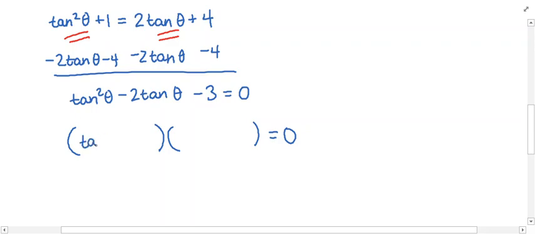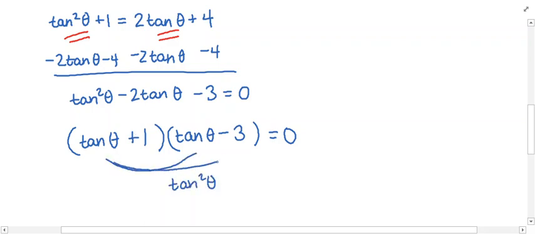Okay, so let me try to factor this. Tangent squared of theta is going to break down into tangent of theta times tangent of theta, and then I need two numbers that multiply to be -3 but add up to -2. You might have to play around with it, but I think it's going to be this. We can check ourselves. This is going to be tangent squared theta minus 3 tangent theta plus tangent theta minus 3. Those middle terms do combine to be the -2 tangent theta, so this is correct. So this one does factor.